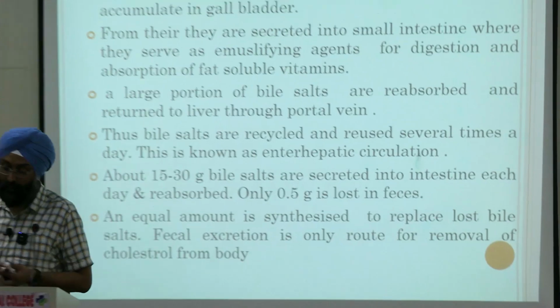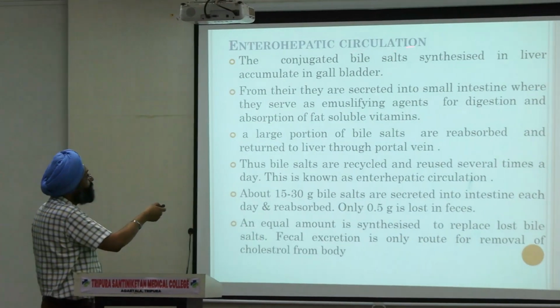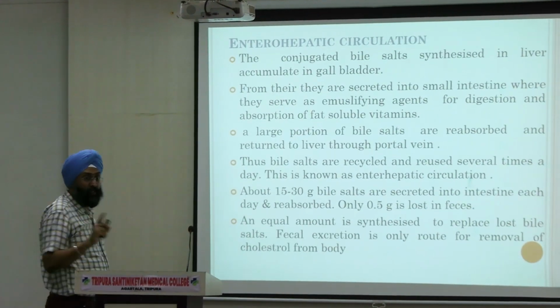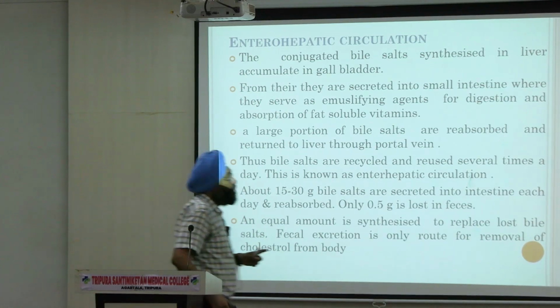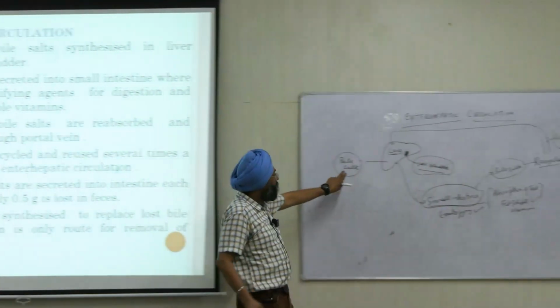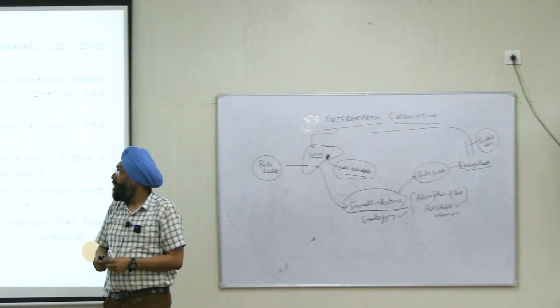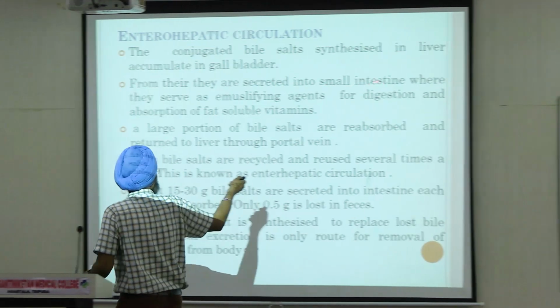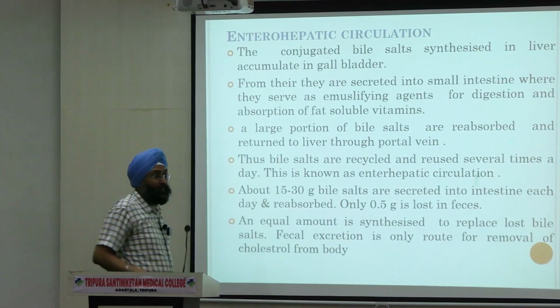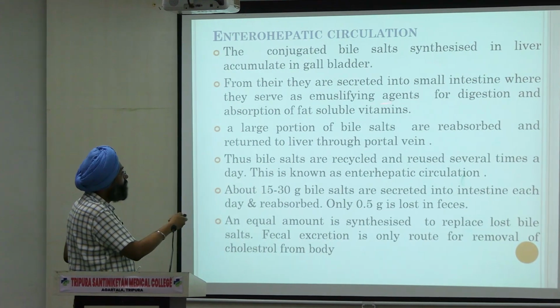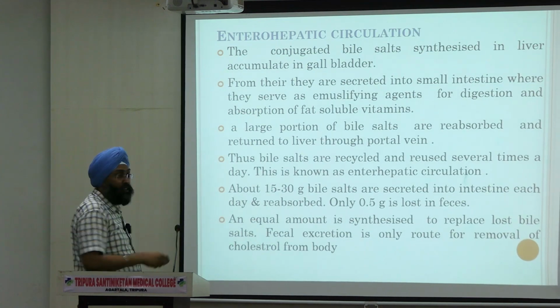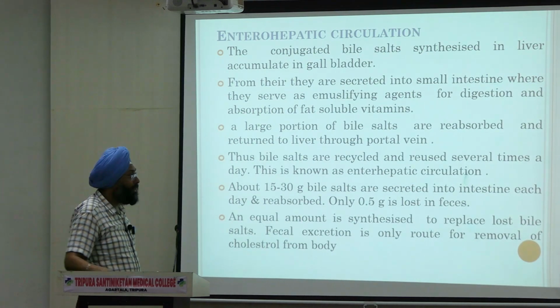See clearly, the conjugated bile salts synthesized in the liver accumulate in the gallbladder, right? So bile salts are synthesized in the liver, stored in the gallbladder, right? Later on, from there they are secreted into the small intestine, where they serve as emulsifying agents for digestion and absorption of fat soluble vitamins, right?